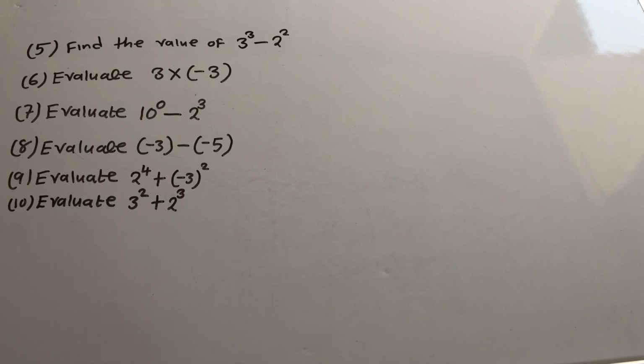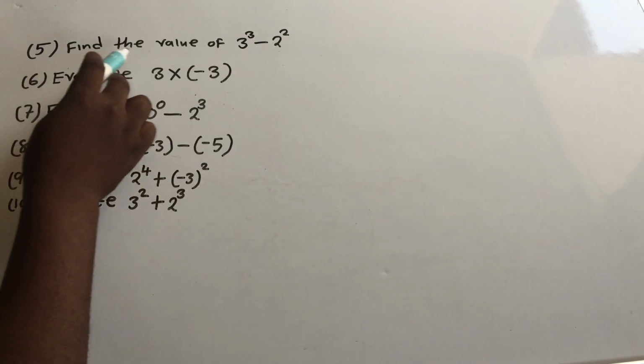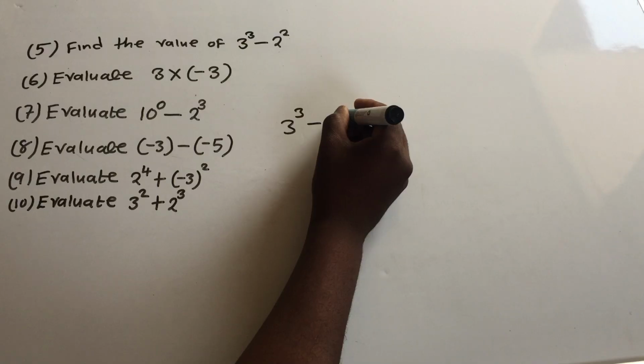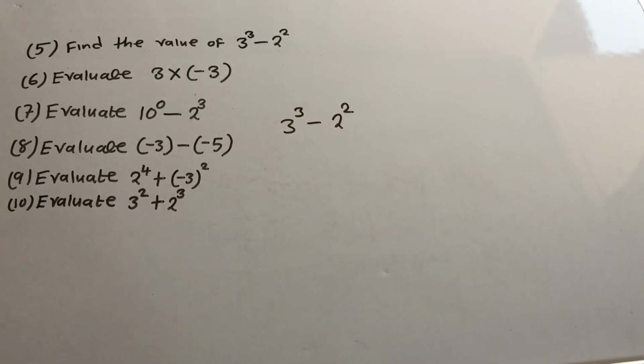So let's start. The first question says, find the value of 3 to the power 3 minus 2 to the power 2. The question says find the value of. To find the value of and to evaluate are one and the same. The examiner will choose which language or which way to ask you. Either they would say find the value of or evaluate.